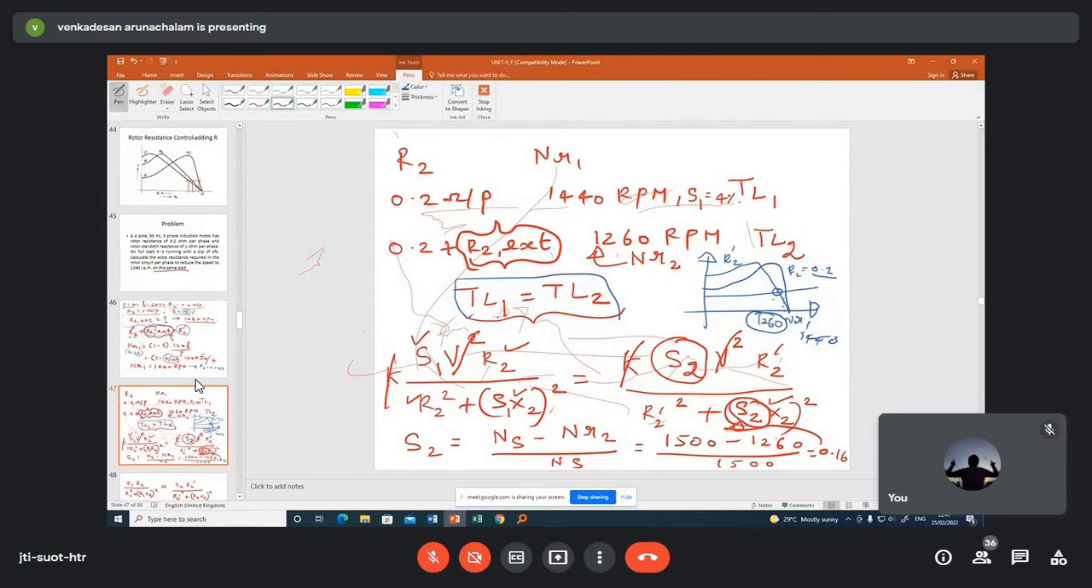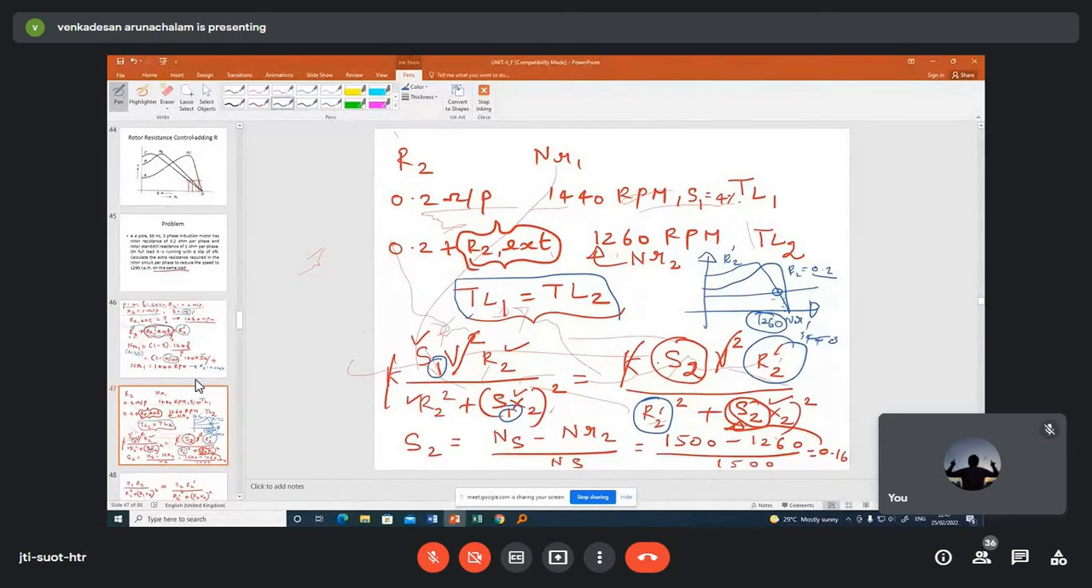So what is the load torque equation? Slip times V squared R2 by R2 squared plus (S X2) the whole square. So for the rotor resistance 0.2, we are taking slip as S1, and that is equal to K S2 V squared R2 dash. Now the rotor resistance is increased to R2 dash, so R2 dash is taken here plus (S2 X2) the whole square.